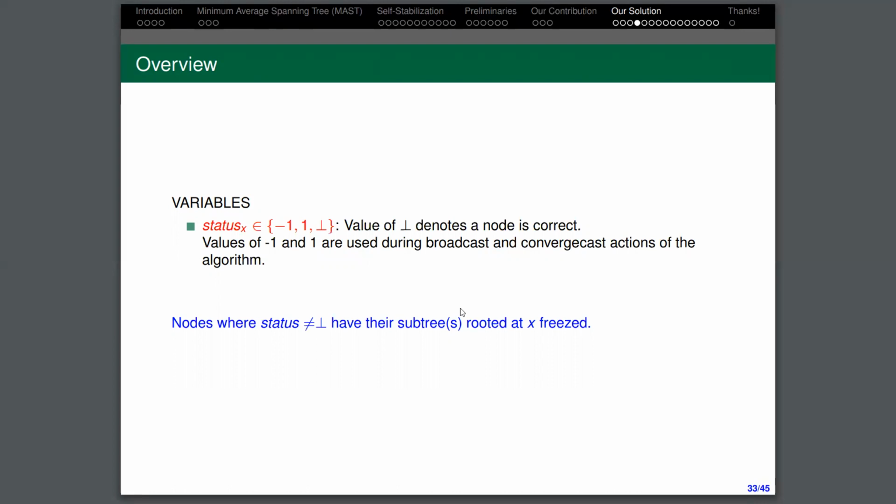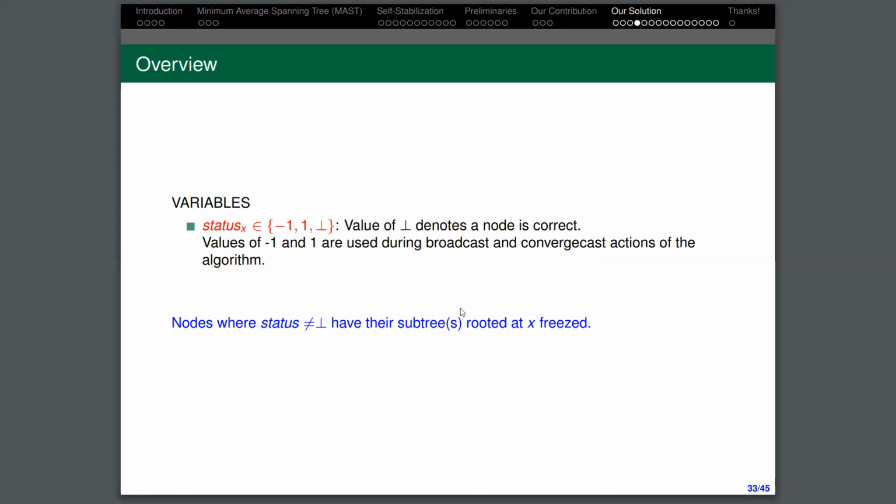Further, the entire subtree rooted at that faulty node also comes under the scanner, since those nodes may also be corrupt. Hence, they are assigned the value of 1, which indicates that the entire subtree is corrupt, and a node of status -1 is the root.